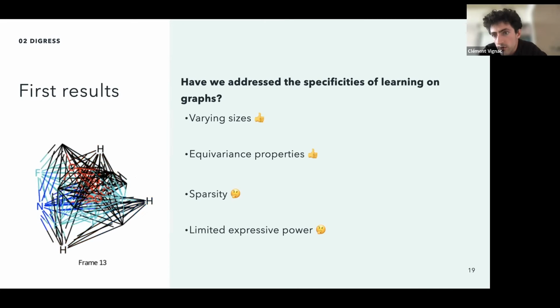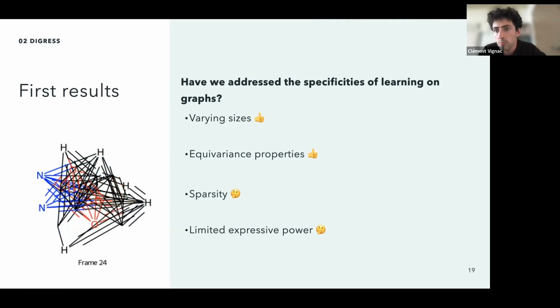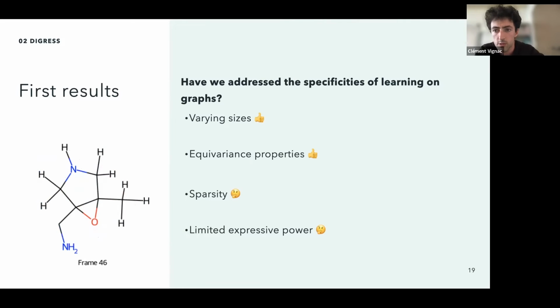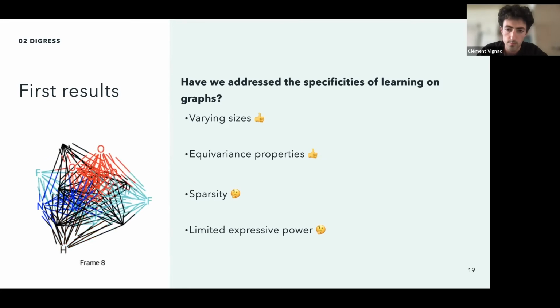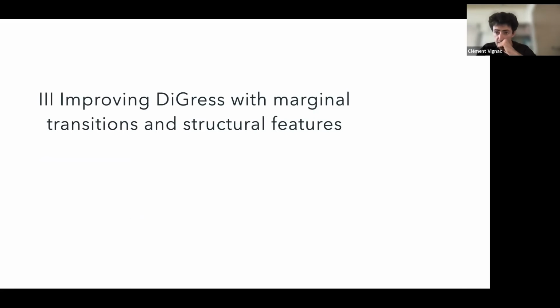And I said that graph networks have a limited representation power. I think that many people have discussed it in this reading group. And this is something that for now we didn't really try to improve. So let's try to improve this now, getting something better than these first results.